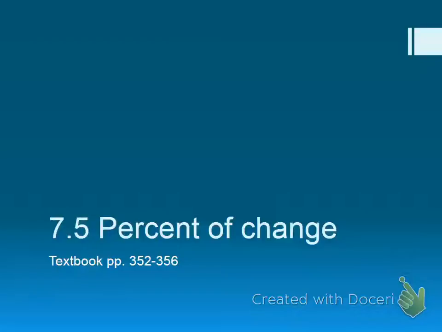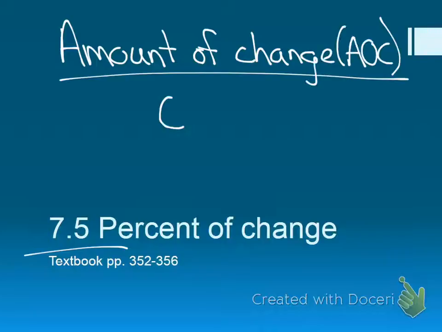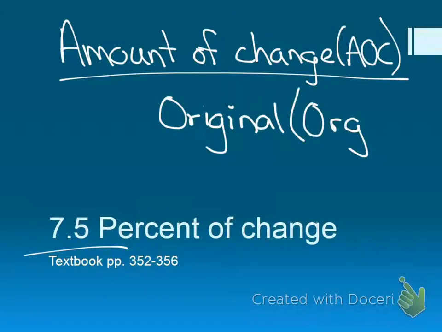All right, so in 7.5, we're learning the percent of change. The very first thing you need to know is the formula for finding percent of change. It is the amount of change, or we call it the AOC, divided by the original. You have to have this memorized, write it down in your notes. The amount of change over the original. You're going to see me write it AOC over ORG, but it stands for amount of change over the original.